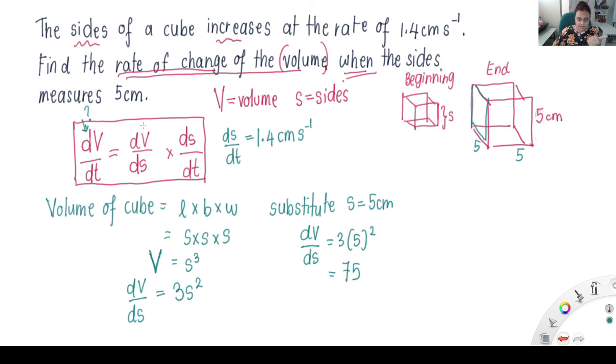So dV/dS we have, dS/dt we also have. Now can we find our dV/dt? We can apply everything right into the formula. So let's do that. dV/dt equals 75 times 1.4. Let's check, 75 times 1.4 is 105. So I can write centimeter per second.